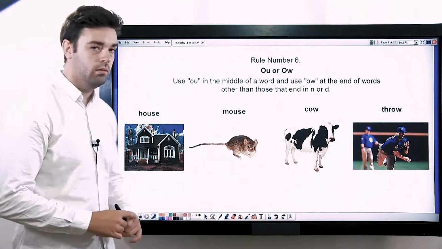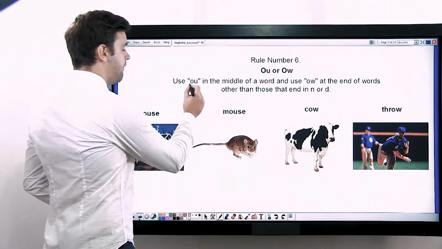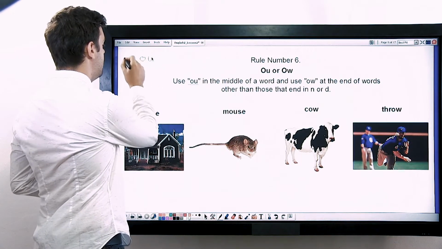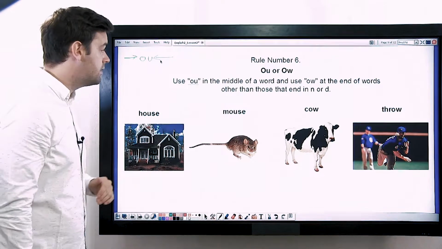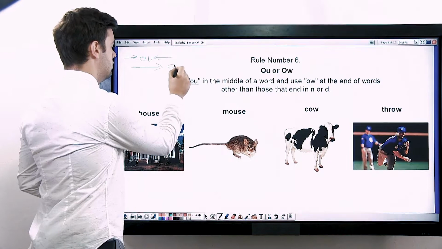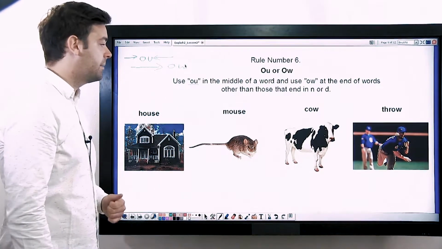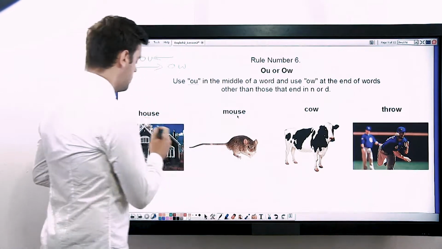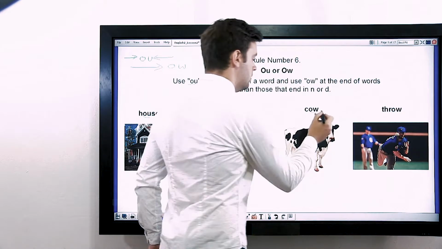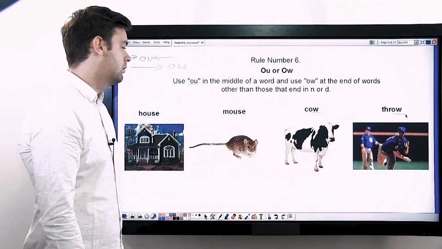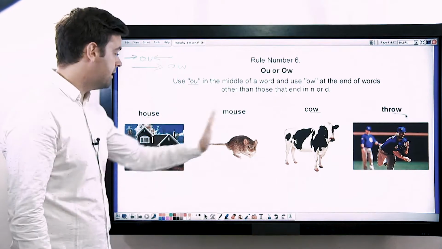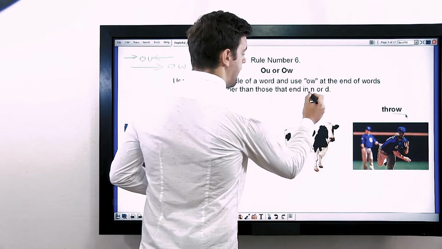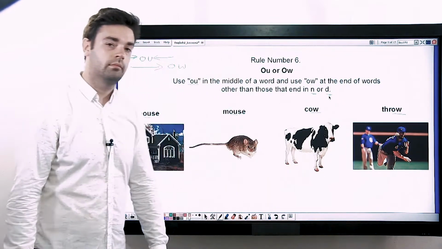Rule number 6, the ow sounds. Again, very simple and easy to remember. O-U or O-W. So ou is in the middle of the word, and ow is at the end. Both the same sound though. So house, mouse, ou is in the middle. Ow, throw, is at the end. The only exceptions are words that end in N or D. These don't follow these rules.